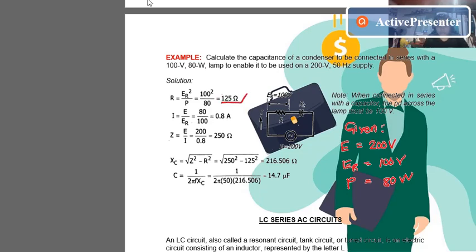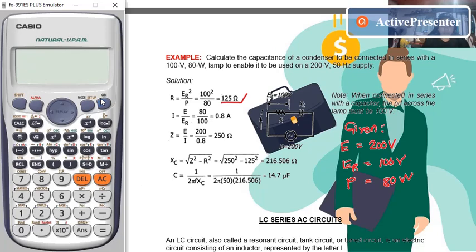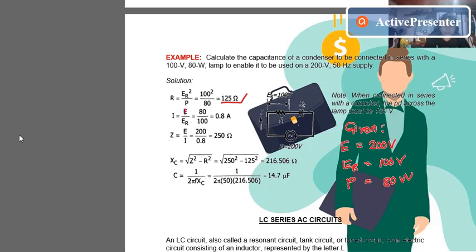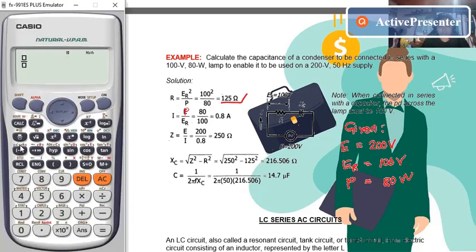Since we have the resistor, we need to solve for our current. Solving for current, we have the power here. So I is equal to P over the voltage drop in our resistor. We have 80 watts divided by 100 volts. Our current will be 0.8 amperes.